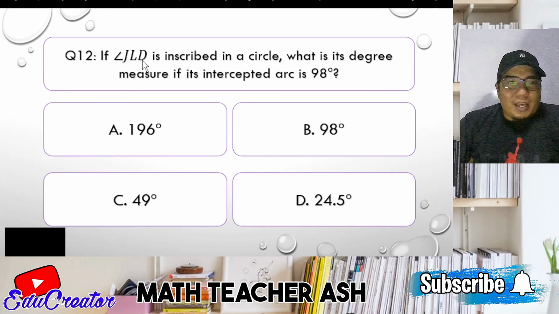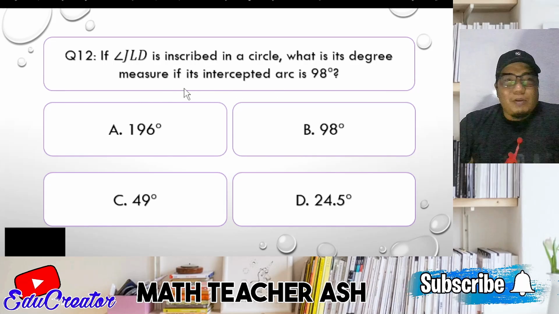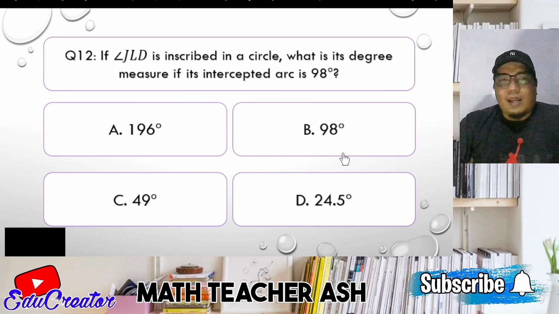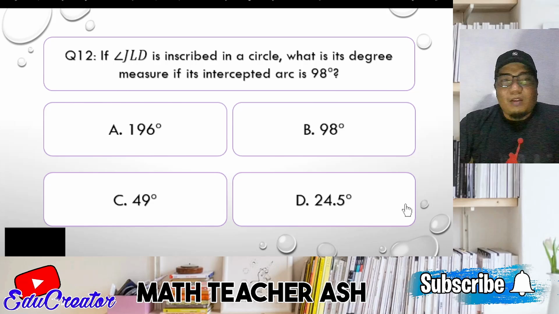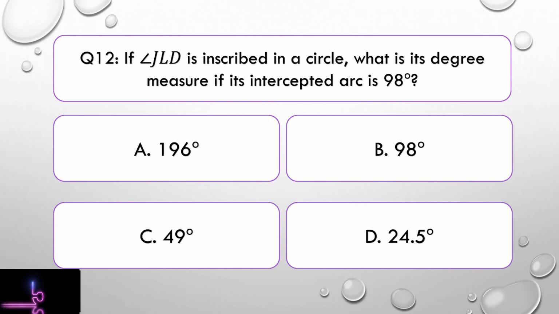If angle JLD is an inscribed in a circle, okay, what is its degree measure if the intercepted arc is 98 degrees? Okay, so is it A, 196 degrees, B, 98 degrees, C, 49 degrees, or D, 24.5 degrees. Okay, I'll give you 5 seconds to answer this question.